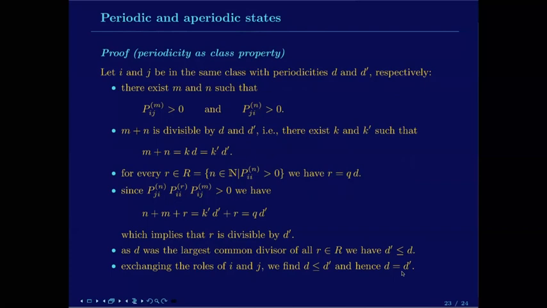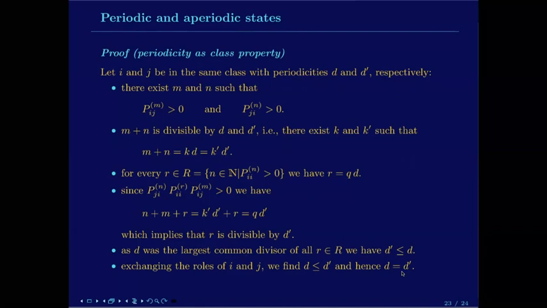Now, if we put those two paths together, either way, we get a path from i to i or from j to j. So m plus n must be divisible by both periods d and d prime. So that means that m plus n is a multiple of d and a multiple of d prime.